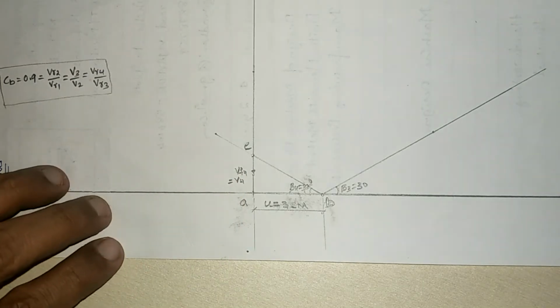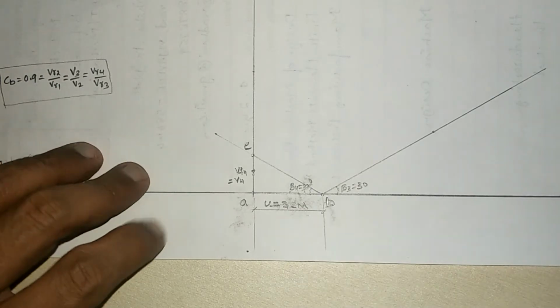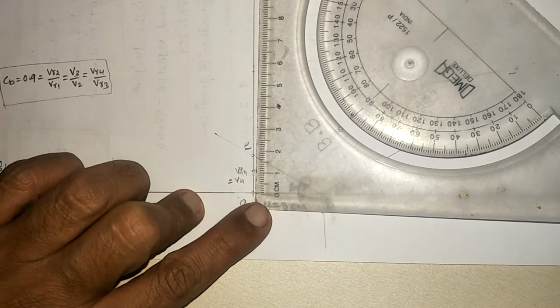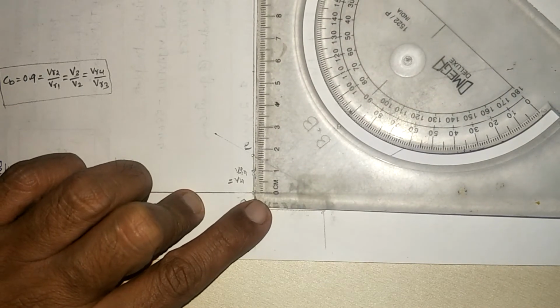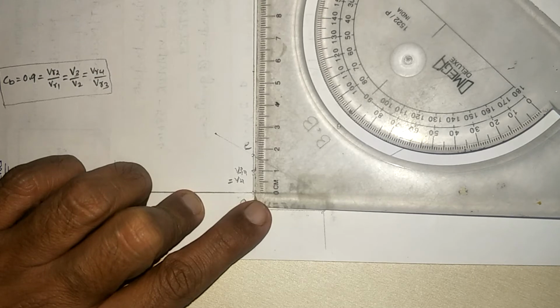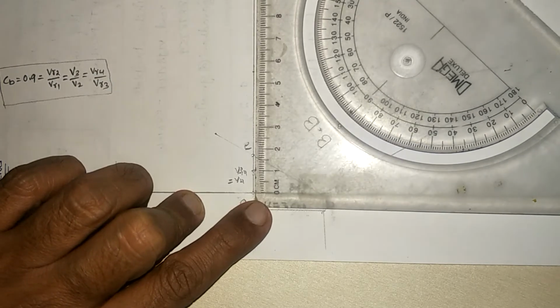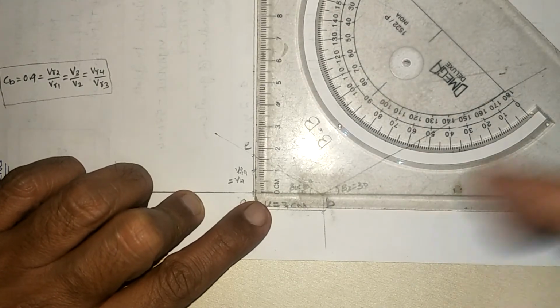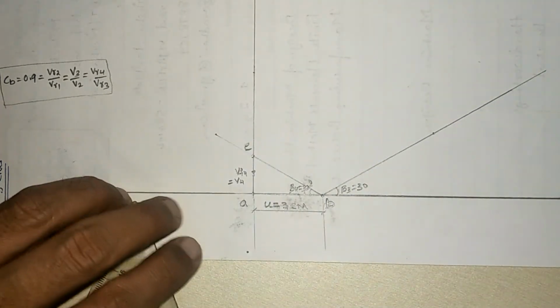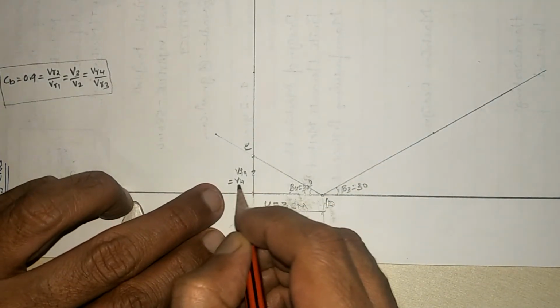So V4, I am going to measure it and multiply it with that CB value. Measuring, it is almost 1.7, yes, it is 1.7 centimeters. So this is V4.